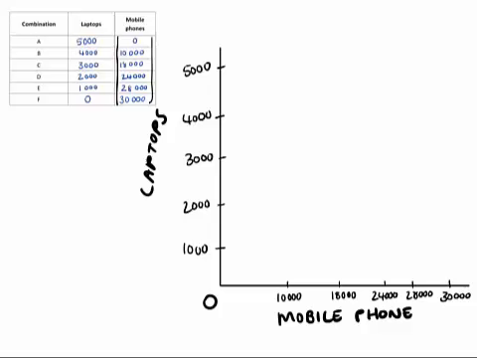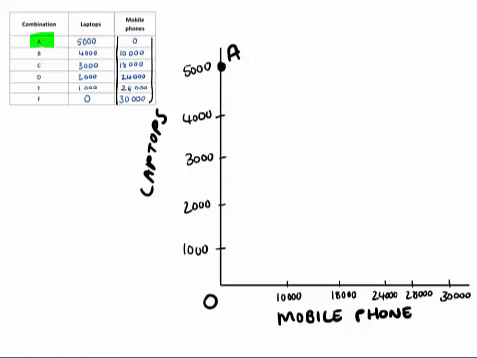So the only thing that's left to do is to plot my combinations on my PPC graph. Let's start with combination A. Now at combination A we produce 5,000 laptops, but we don't produce any mobile phones. So here's 0 mobile phones, and there's my first point that I can call point A. Let me just take away the dotted lines.